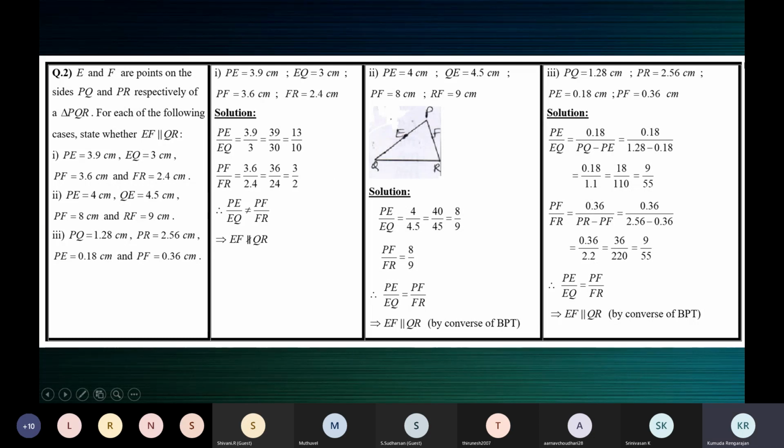So see the values given. We have PQ is 1.28. PQ is the full thing. PR is given, full thing. PE is given and PF is given. But you need to use a direct result, children. You need to use PE by EQ and PF by FR. So how do you find PE by EQ? PE is given straight away. EQ is PQ minus PE. Go through this, children.